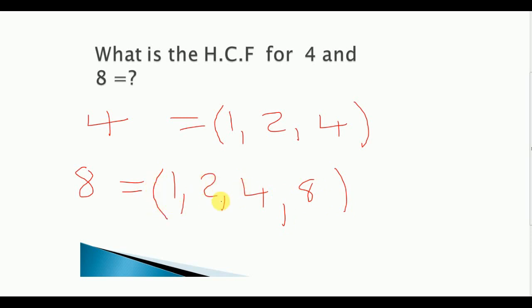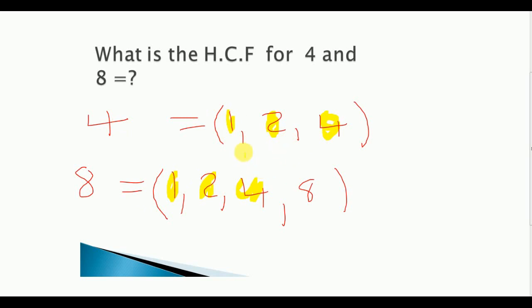All these numbers divide 8 and leave no remainder. 1 is common. Yes, 1 is common, so I'm going to highlight 1. 2 is common. 4 is common. 8 is not common because the first bracket doesn't have 8.